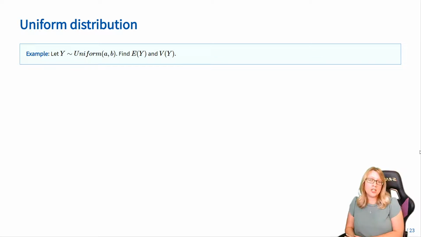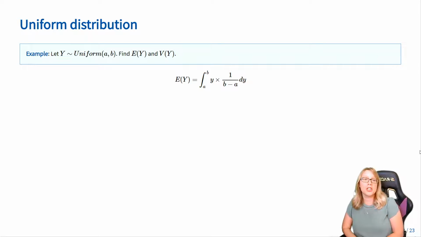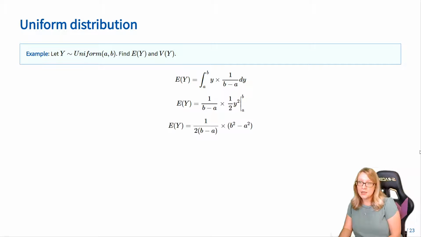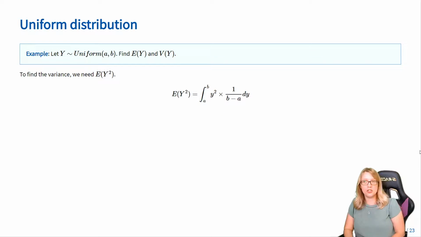So let's apply these definitions and try to find the expected value and variance for the uniform distribution. The expected value of the uniform distribution is the integral from a to b of y times the PDF, which is 1 over b minus a, dy. So we get 1 over b minus a times 1 half y squared, evaluated from a to b, which is 1 over 2 times b minus a times b squared minus a squared. With a little bit of algebra, that simplifies to a plus b over 2. So in other words, the expected value of a uniform distribution is simply the midpoint of the range.